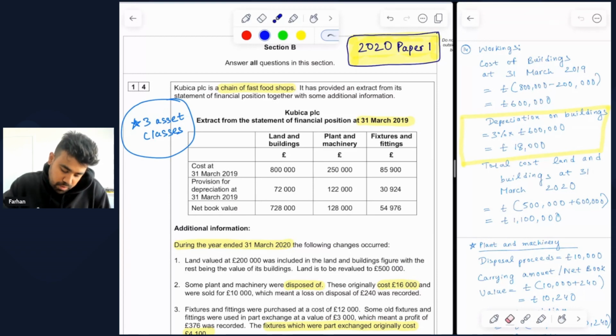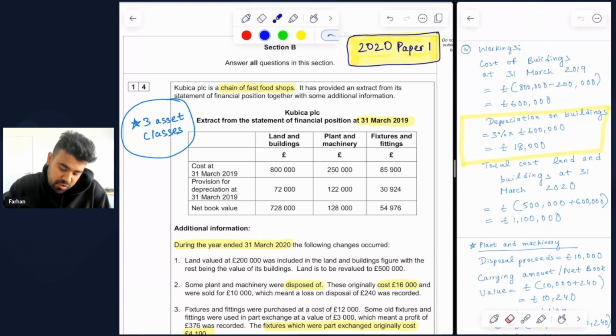So to begin the year at 1 April 2019, the depreciation was £122,000. And based on our workings, all those explanations that we had to go through, all those complications that we had to solve, we found that the depreciation for plant and machinery using the reducing balance method of 20% per annum to be applied on the existing net book value of £117,760 gave us a total depreciation of £23,552 for the year. And that is what we have included here.